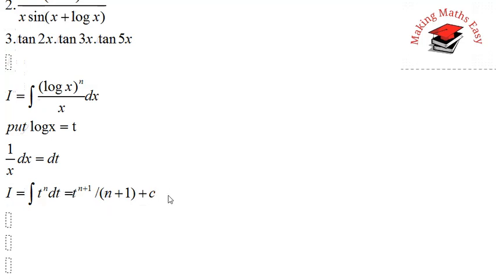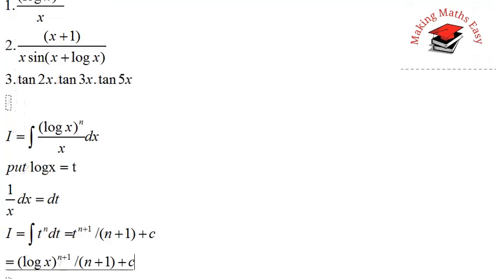My t is equal to log x, so this will be equal to (log x) raised to n plus 1 divided by n plus 1, plus c, where c is the constant of integration. In this way you have to substitute the value, bring it into an integral form, integrate, and then resubstitute the values which we substituted earlier.